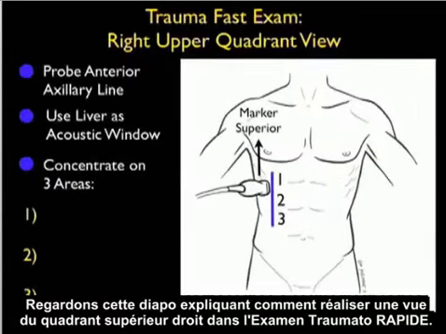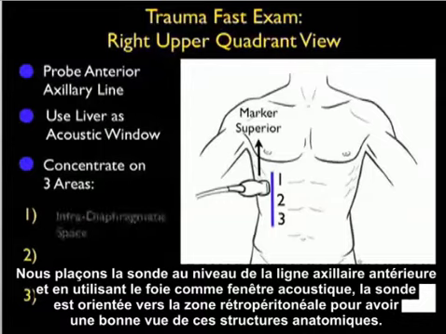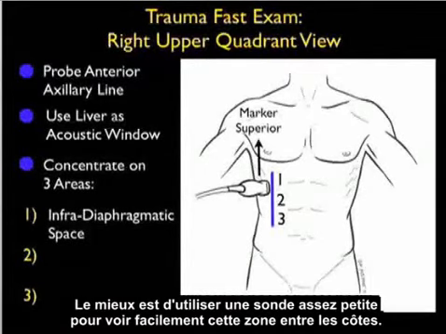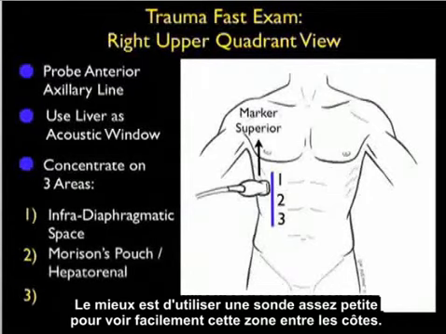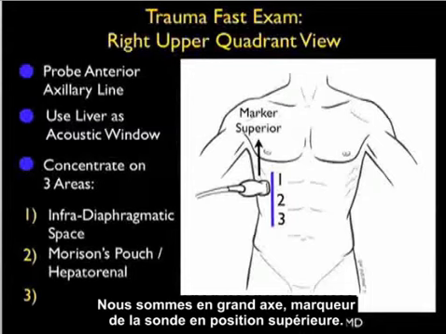Now let's take a look at a slide showing us how to perform the right upper quadrant view of the trauma fast exam. We'll want to place the probe at about the anterior axillary line and, using the liver as an acoustic window, aim the probe down towards the bedside retroperitoneally to get a good view of these anatomical structures. It's best to have a small footprint probe that can easily sit between the ribs, giving a good view onto this area. Notice that this is a long axis view with the probe marker positioned superiorly.